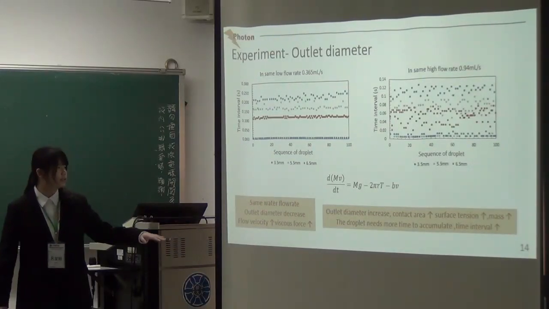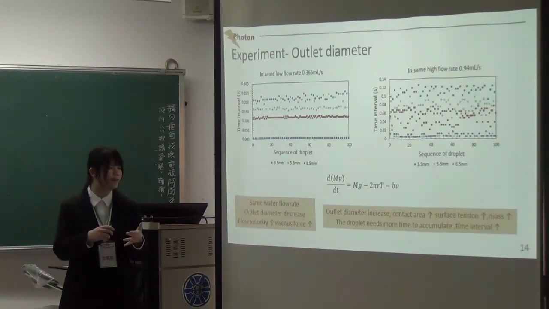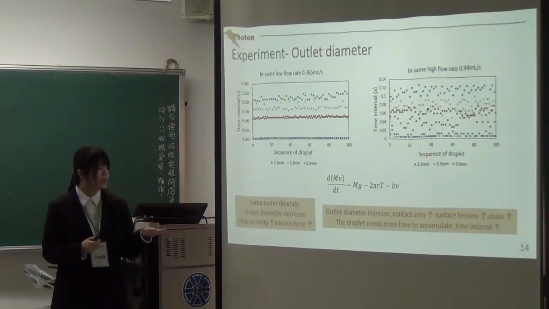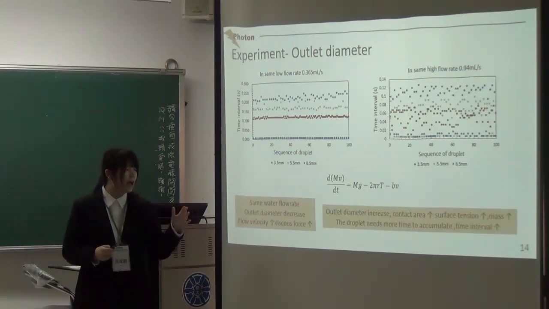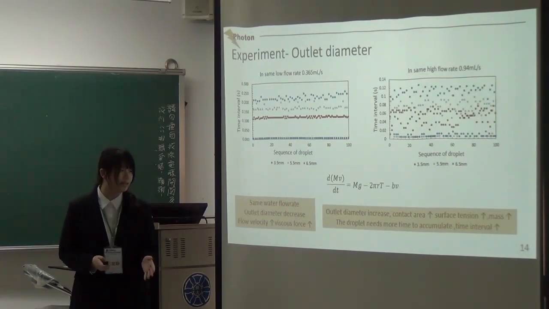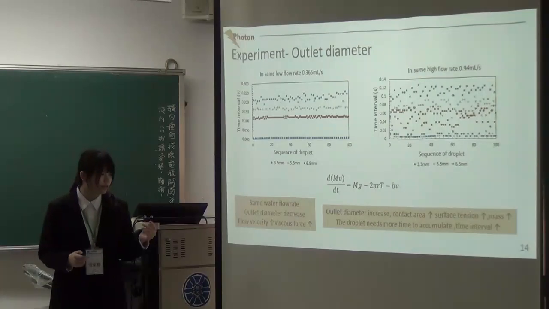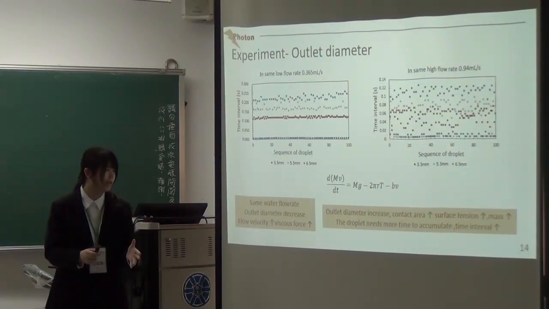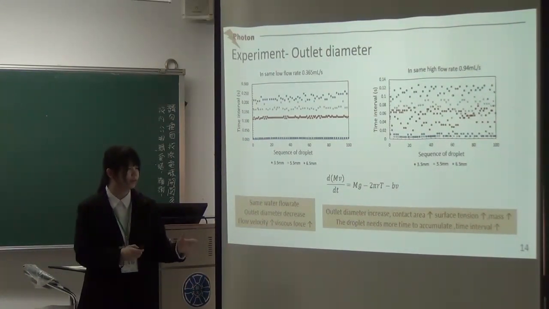So the time interval will be stable. And here, because the outlet diameter increases, the contact area and surface area will increase, so mass will increase. So the droplet needs more time to accumulate, so the time interval will increase.